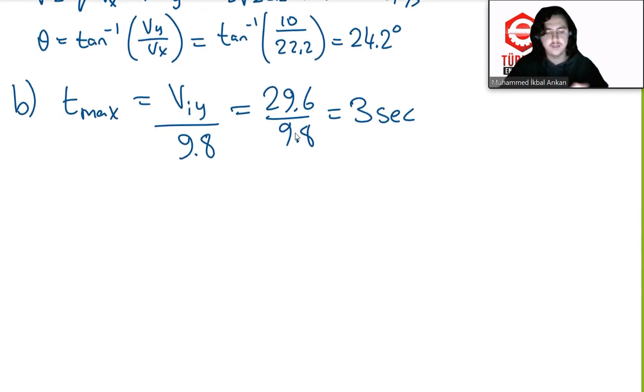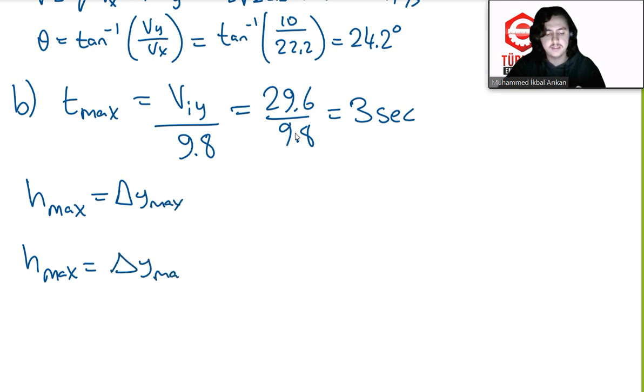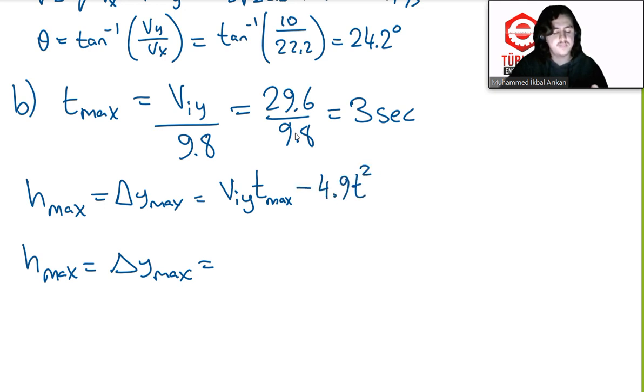Okay. This is the first part of part B, and it's asking for the height. How can I calculate the height? As you know, there are two formulas. I will show that the two formulas will give me the same solution. Delta y max is equal to, from the first formula, I will use V initial y times maximum time, minus 4.9 times time squared. And this 4.9 comes from half of the acceleration. So I must put T max.